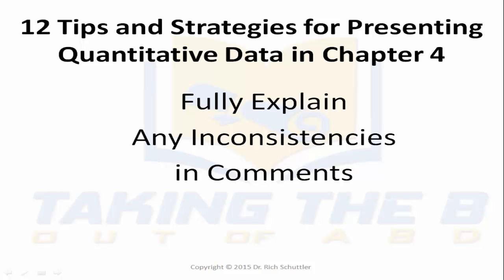This was an inconsistency because it's not what I planned in the proposal. It's not what people most likely do all the time. But it's not uncommon to collapse the data and rerun the statistics to find out what that means. If you do something like that, then you should include in Chapter 4 a brief explanation before you provide all the data on what occurred and why. This is what I refer to as fully explain any inconsistencies in the comments.